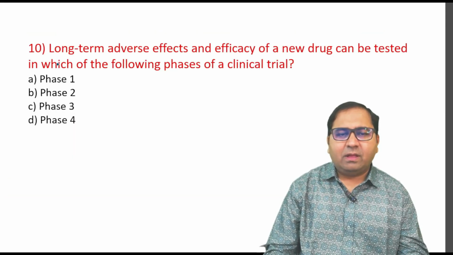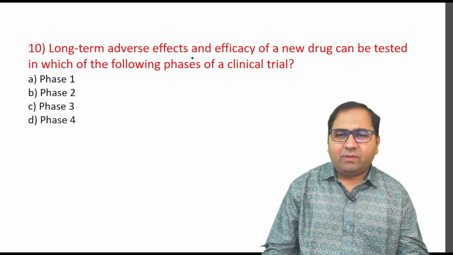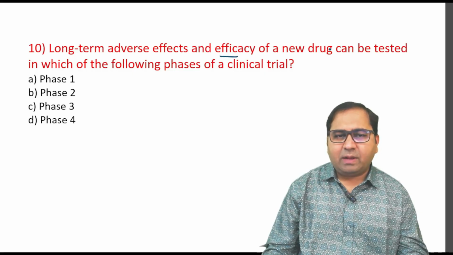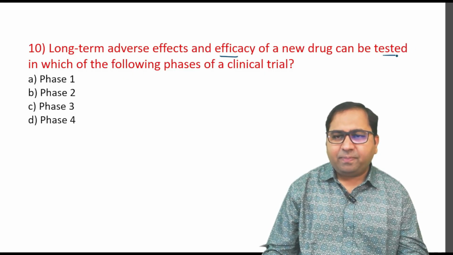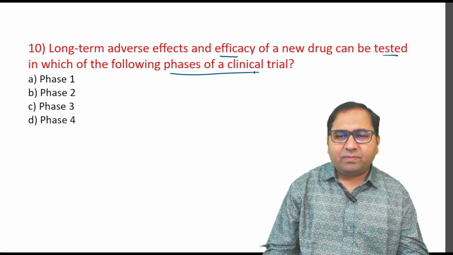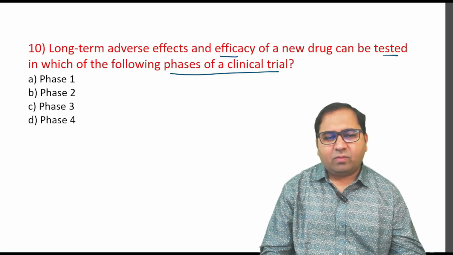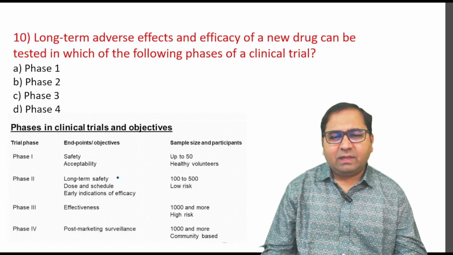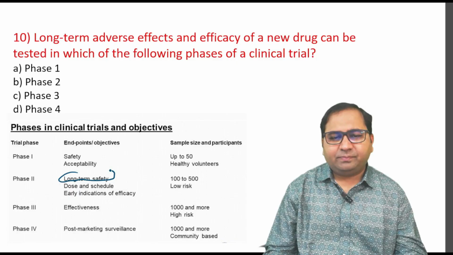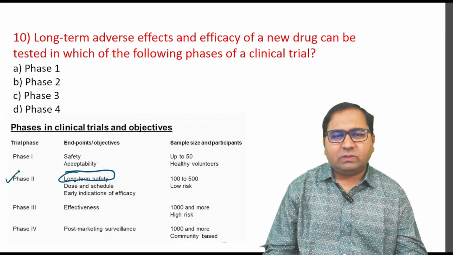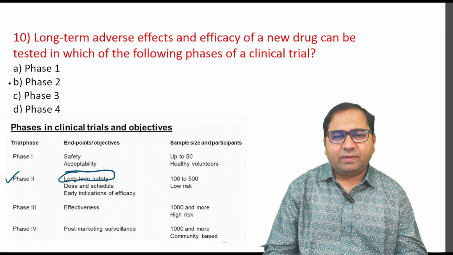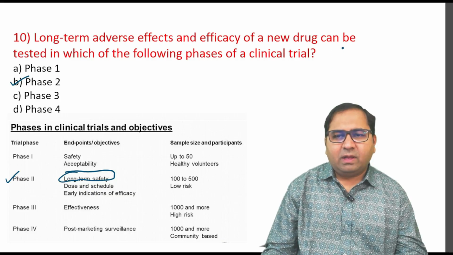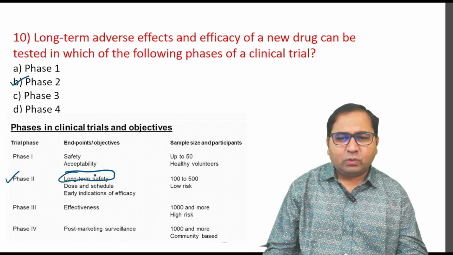Next question. Long-term adverse effects and efficacy of a new drug can be tested in which of the following phases of clinical trial? Once again, phase 1, phase 2, phase 3 or phase 4. So what is the answer for this question? See, long-term safety, it is over here. So it is phase 2. So the answer for this question is phase 2. Long-term adverse effects and efficacy of a new drug can be tested in phase 2.